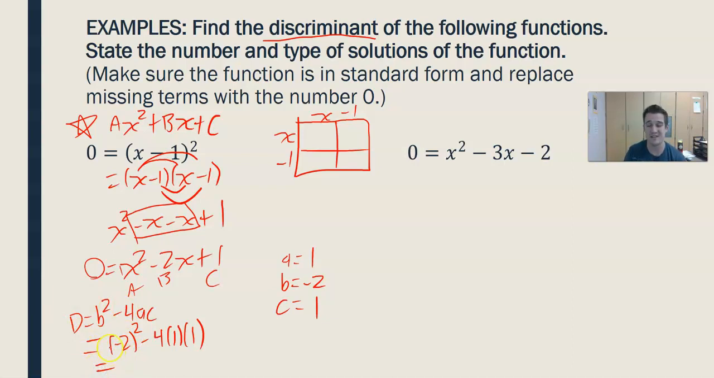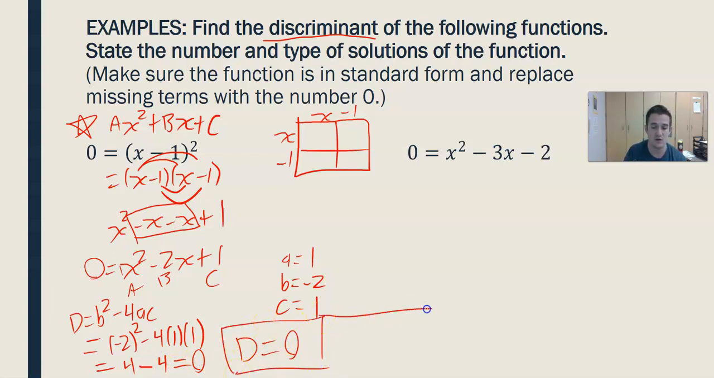So negative 2 squared is negative 2 times negative 2, which is positive 4, minus 4 times 1 times 1 is 4. 4 minus 4 is 0. So my discriminant is equal to 0. What does that tell me about the number and type of solutions I'm going to have? Well, that tells me that I'm going to have one real solution, but that real solution is going to be repeated twice. So I know from the discriminant formula that I have one real solution repeated twice.